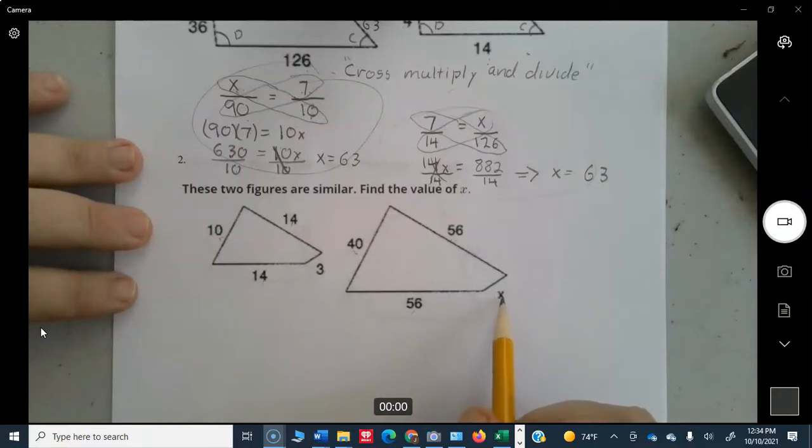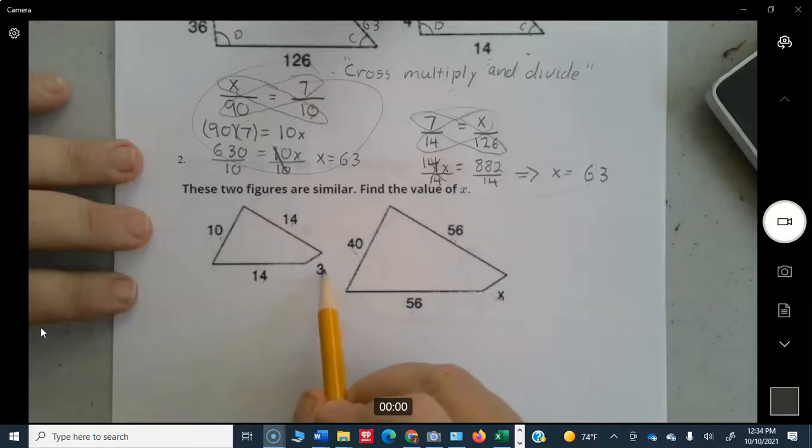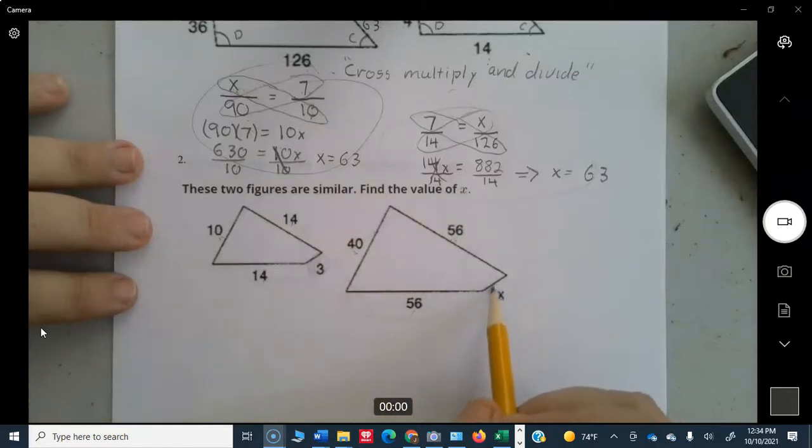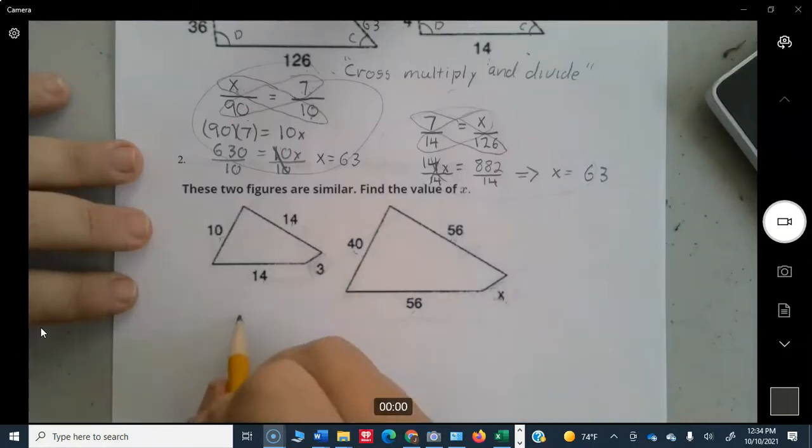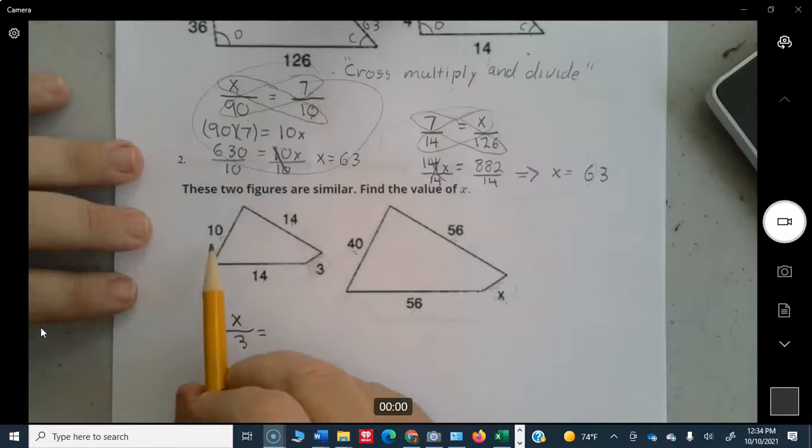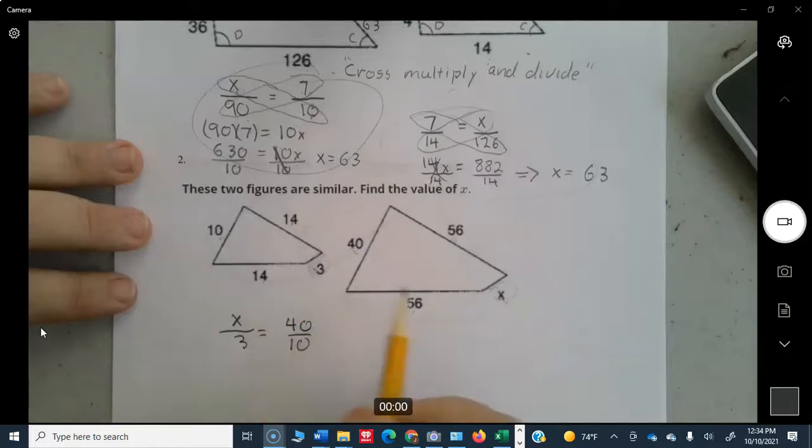Instead of doing x is to one of the sides of its own triangle, you can do the relationship x is to its corresponding side. Corresponding side means it's the similar side of the different triangles. So this side and this side match up with each other. So I'm going to do it with corresponding sides. X is to 3 equals, and this is an easy one to do, 40 is to 10. So these two sides correspond, and these two sides correspond.